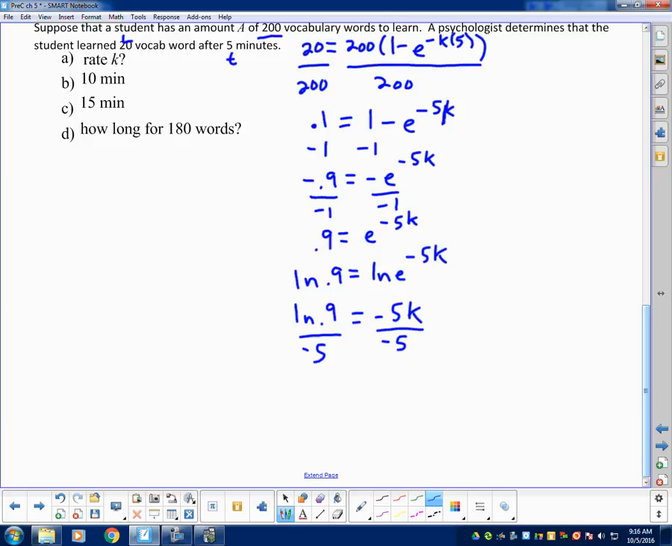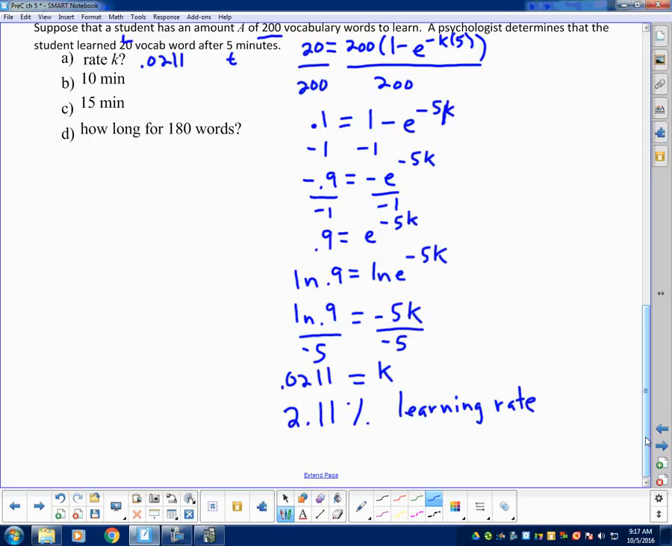So when I divide ln of 0.9 by negative 5, I got a value of k that is 0.0211. So as a percentage, that constant k, or rate of learning, would be what? 2.11% learning rate, yes. Okay, so the rate k is 2.11%, or 0.0211. You could just leave it as a value k.